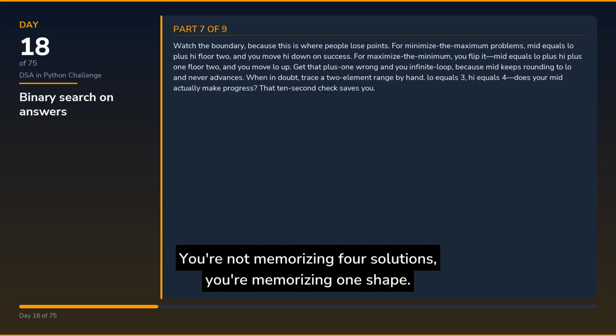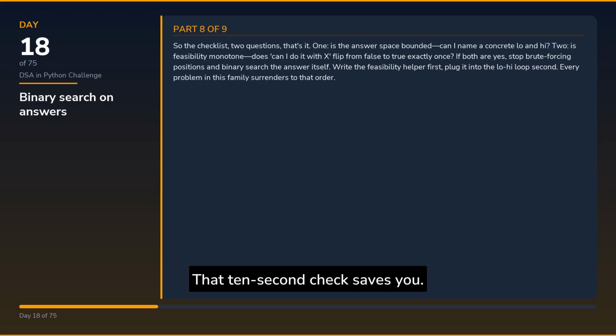Watch the boundary, because this is where people lose points. For minimize-the-maximum problems, mid equals (low plus high) floor 2, and you move high down on success. For maximize-the-minimum, you flip it. Mid equals (low plus high plus 1) floor 2, and you move low up. Get that plus 1 wrong and you infinite loop, because mid keeps rounding to low and never advances. When in doubt, trace a 2-element range by hand. Low equals 3, high equals 4. Does your mid actually make progress? That 10-second check saves you.